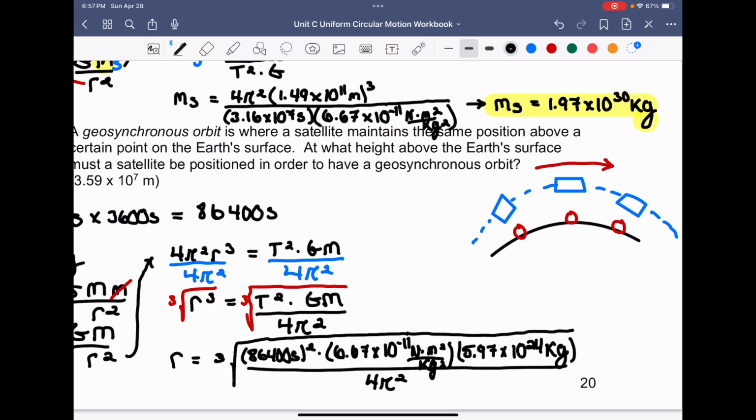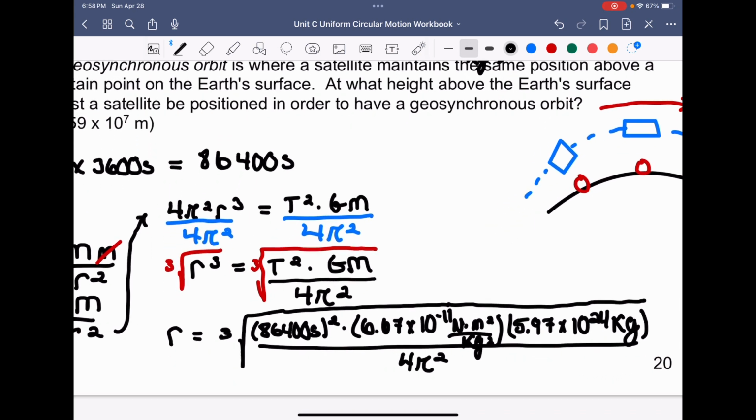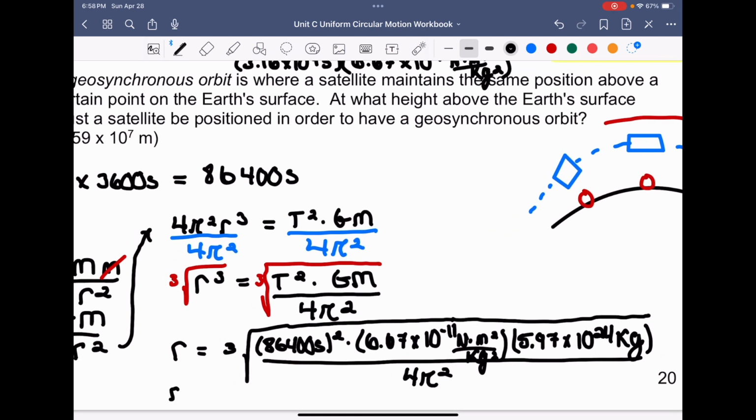We don't want to put in like 3.14 squared. Make sure you put in the full irrational number of pi, because your calculators are smart. Now, the number one thing we're going to notice is that our radius based on this value is going to give us the following. R is equal to, and I believe according to my calculations, we get 4.22 times 10 to the power of 7 meters.